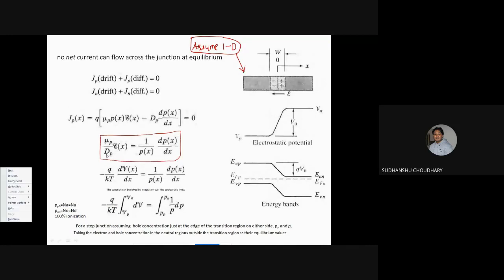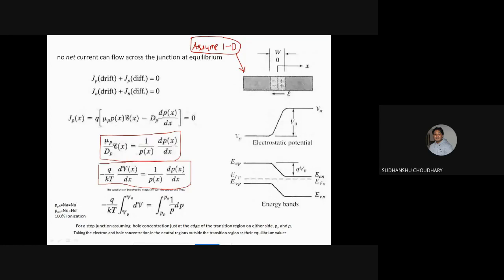Now in this equation one can replace this Dp by μp by kT by q. Dp by μp is kT by q by Einstein's relation. Sometime back we had studied Einstein's relation, which says Dp by μp is equal to kT by q. So one can use the same here to arrive at this relation.